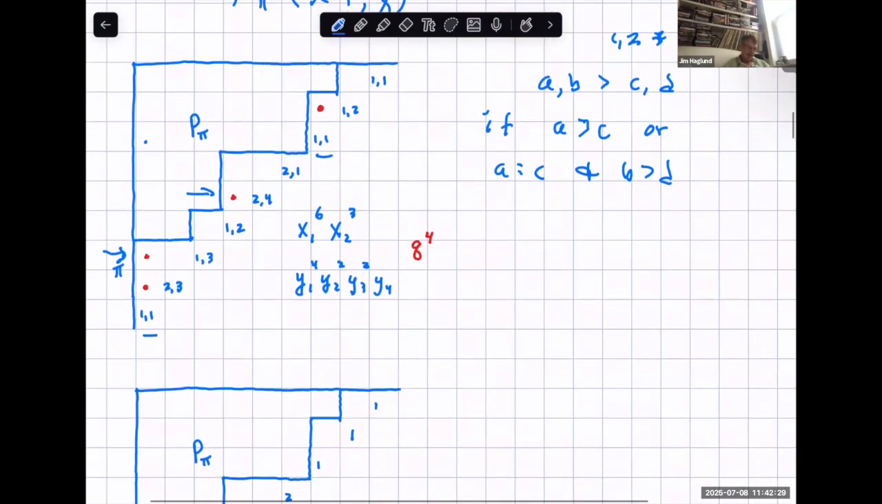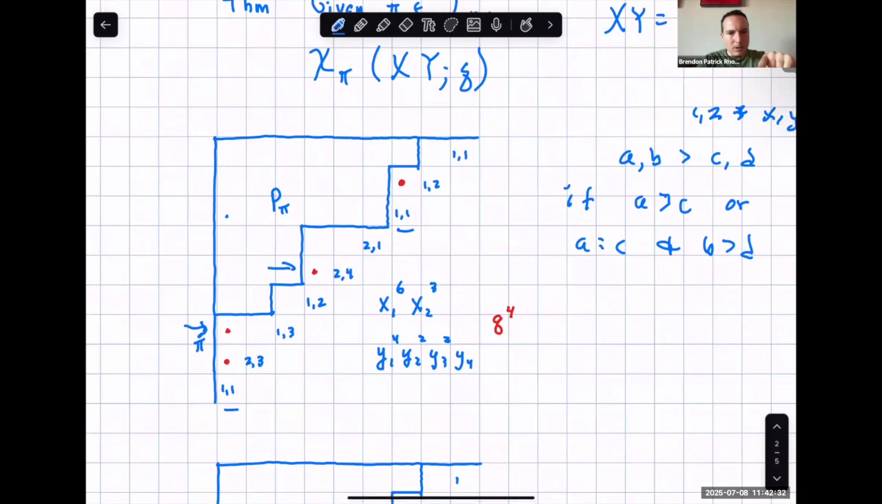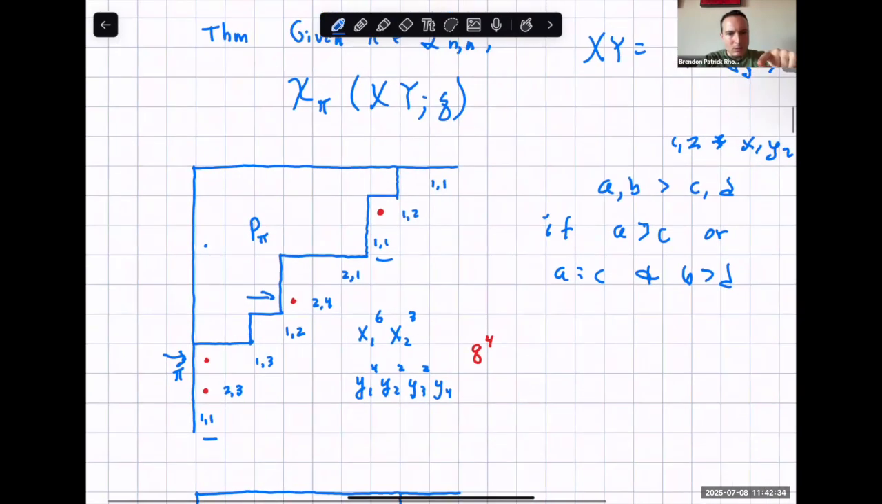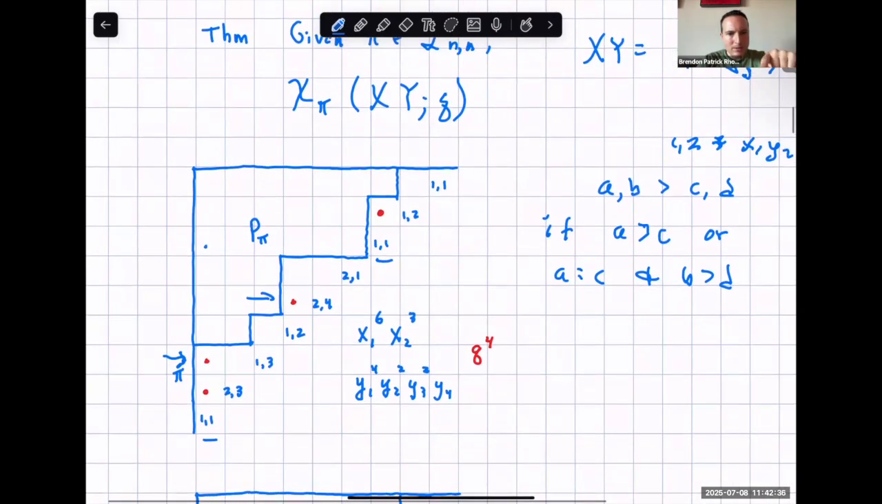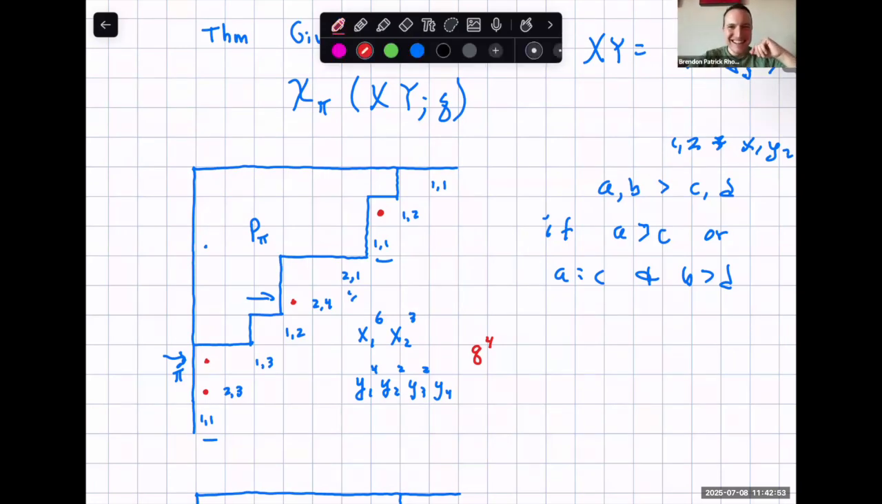Wait, pardon me, above the 1, 2 with the dot, you have a 2, 1 in that vertical run that appears to be attacking. Why don't you have a red dot there? You mean here, this 2, 1? Yeah. Oh, I was just seeing if you were alert. You are alert. Thank you. Okay. So we've got to make that a 5.